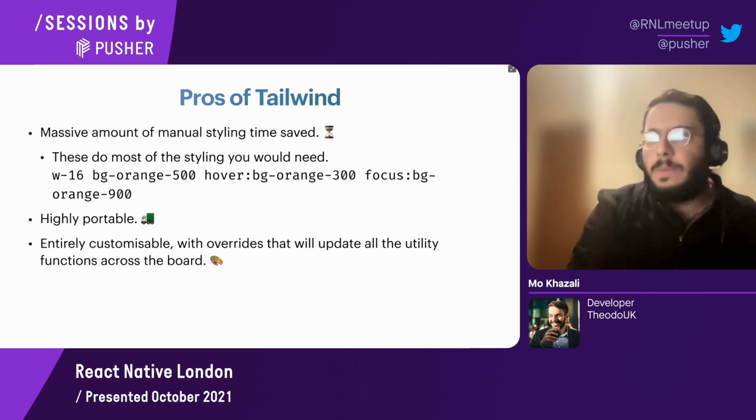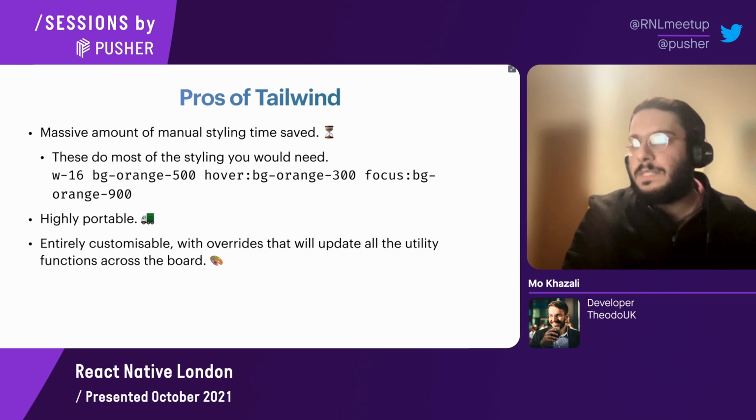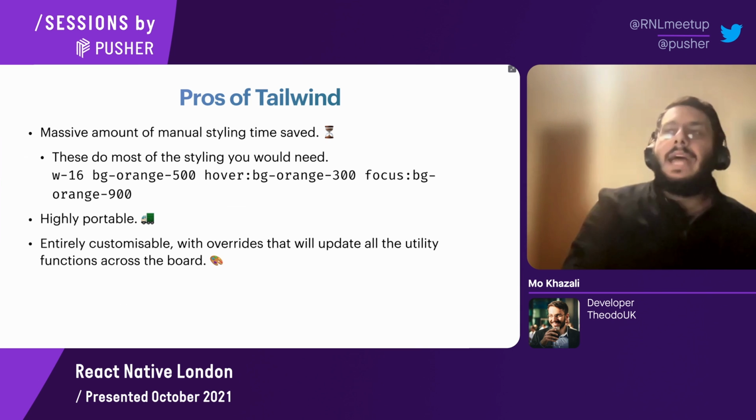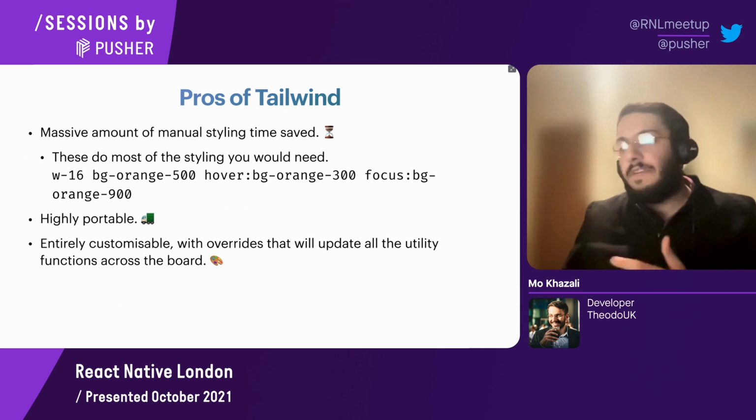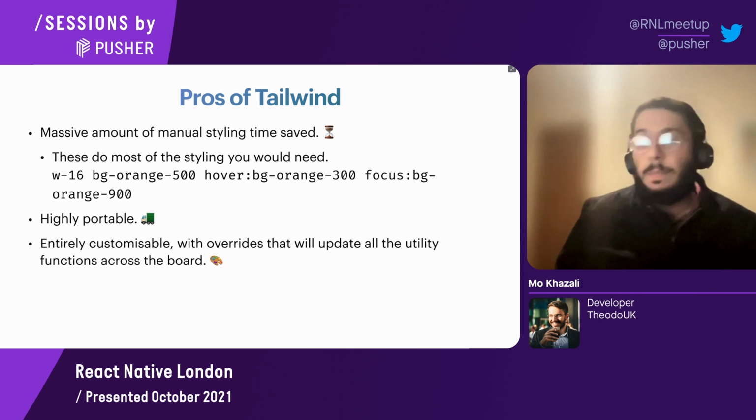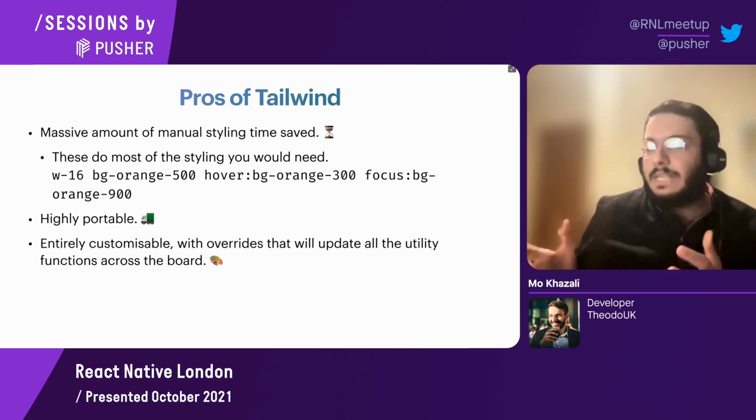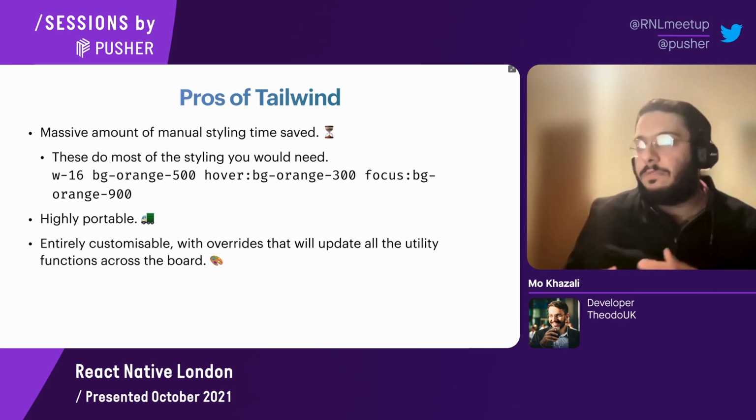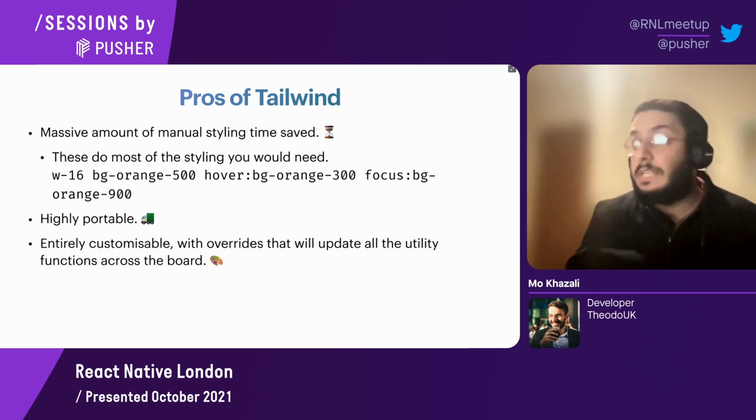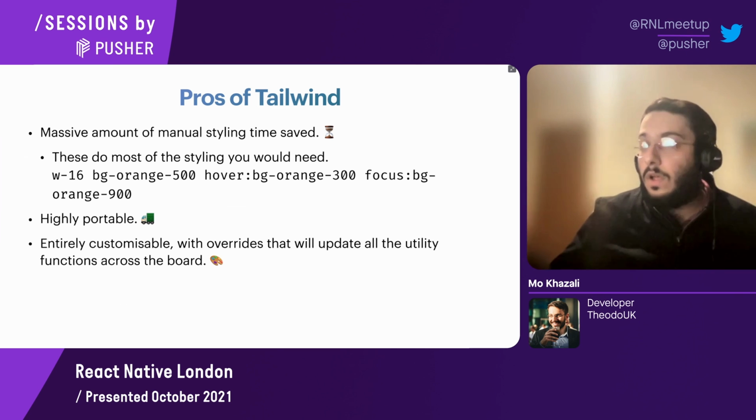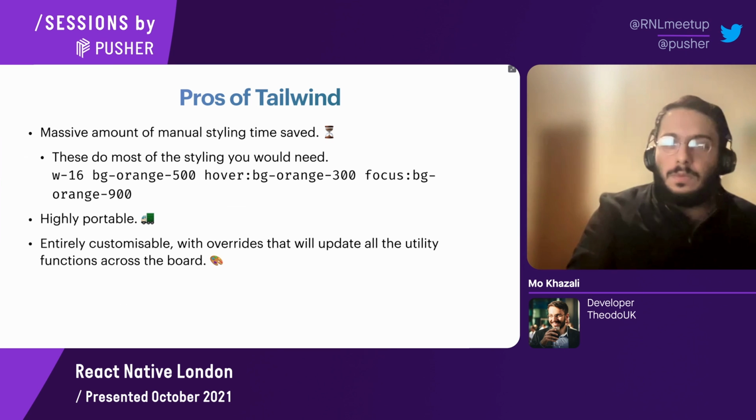Thirdly, it's entirely customizable. There's a Tailwind overrides file, and you can update all of the utility functions across the board by just updating that file. You can add new colors, you can modify the values that exist, maybe the units as well. So this makes it very customizable for projects. If you have specific needs that you want to style, or you have specific graphic designs that you want to stay on standard with, this will be highly customizable here.